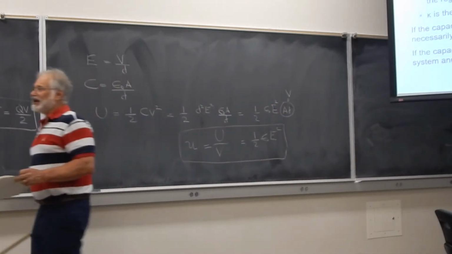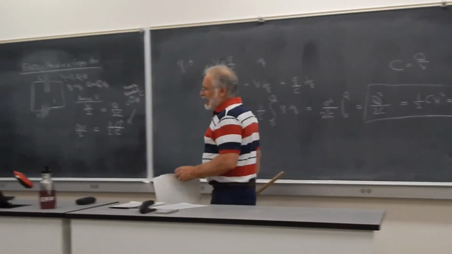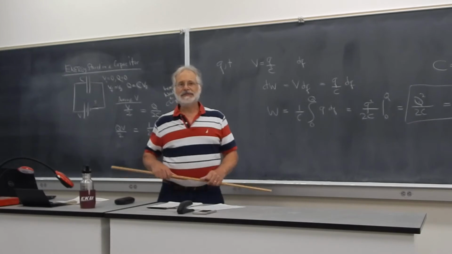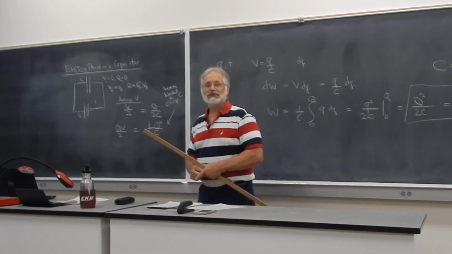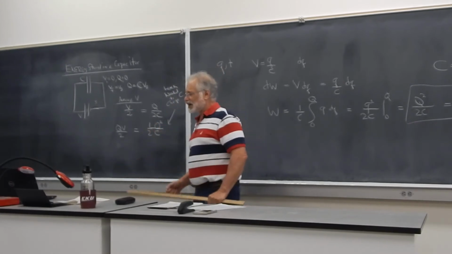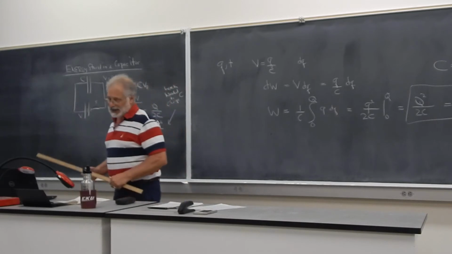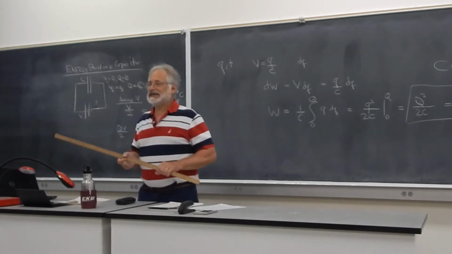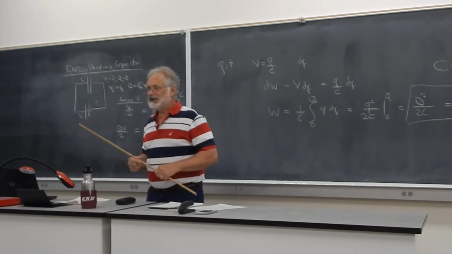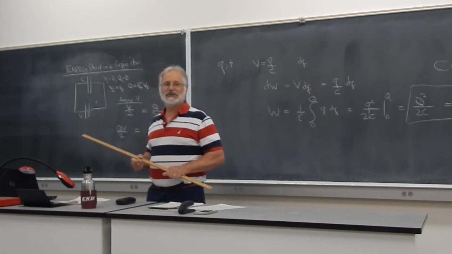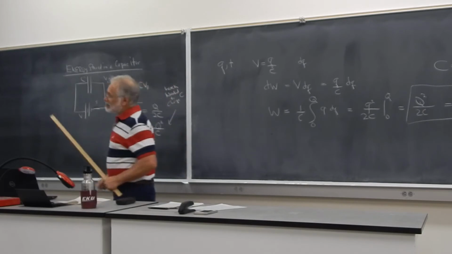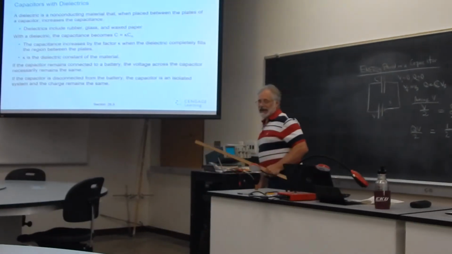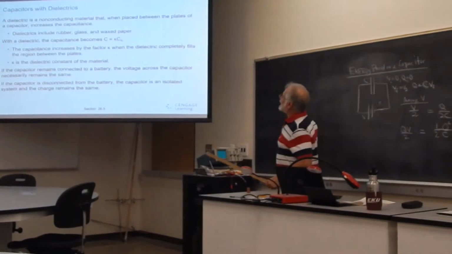I'm going to change gears a little bit, and now I want to talk about ways that we can enhance the capacitance. Sometimes we want to be able to store more charge on a capacitor, and the easiest way to do that, given that you can't maybe make the capacitor as big as a city, and you can't reduce the distance between the plates too much, one of the things you can do, though, is to insert between the plates of a capacitor an insulating material called a dielectric.